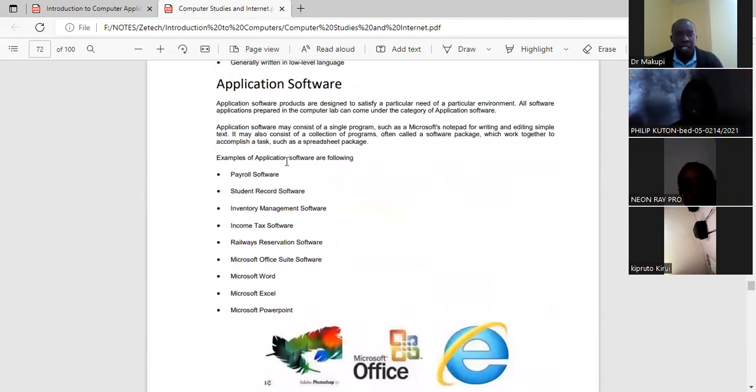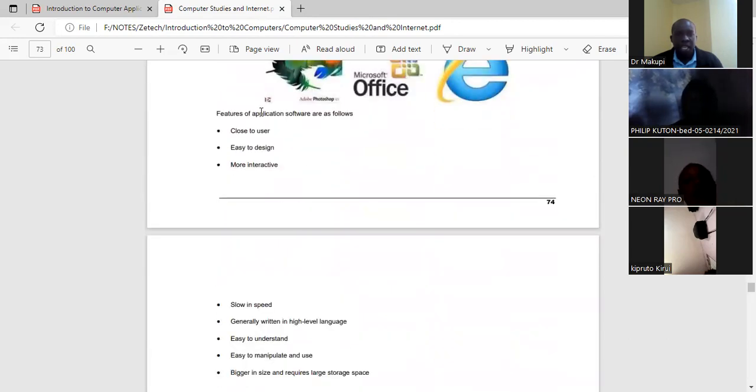So we have seen application software, some of these ones, and we can agree now with these features that they are close to a user, easy to design. You see, it is easy to design since you don't require any specialized skills as such. Because you remember, these ones are applications such as WhatsApp that you normally use. Others include Facebook. All those applications you know. So it is not difficult to design, considering the way you can design system software.